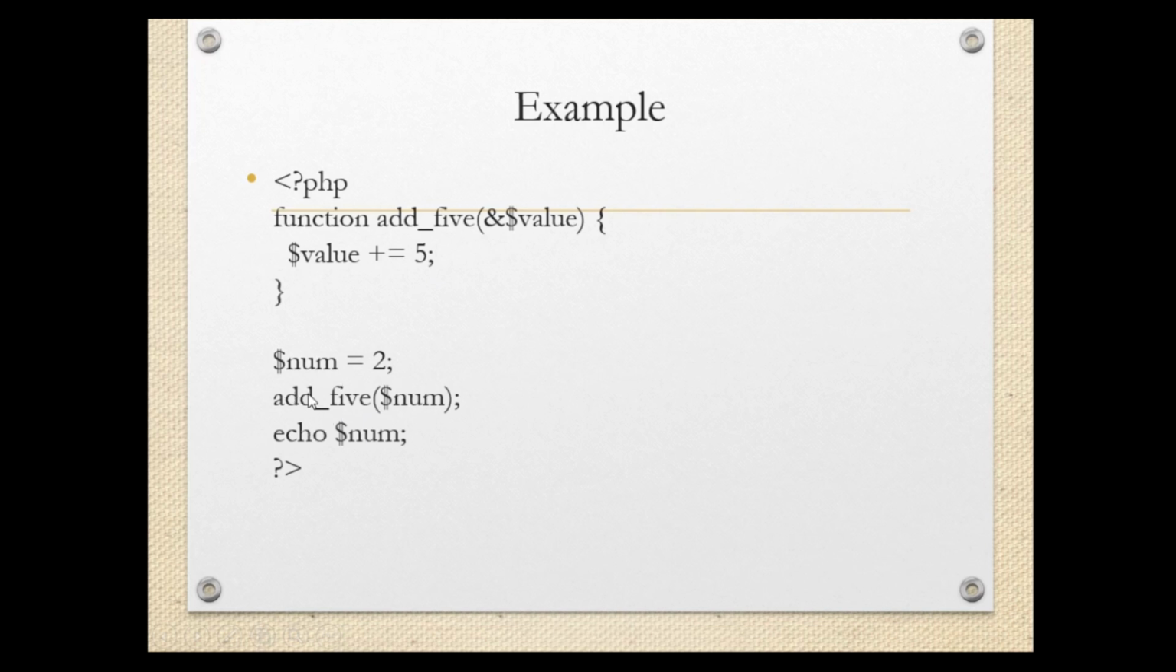$num equal to 2. Calling the function, that is add_5, with $num, whose value is 2, then echo $num. So basically it will perform $value plus equal to 5. Students, we are giving the reference of $value to your variable $num. So the output we will get is 2 plus 5 equal to 7.